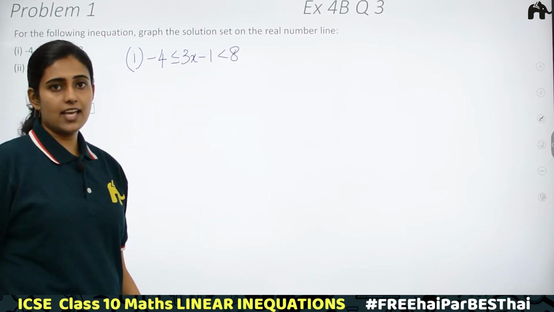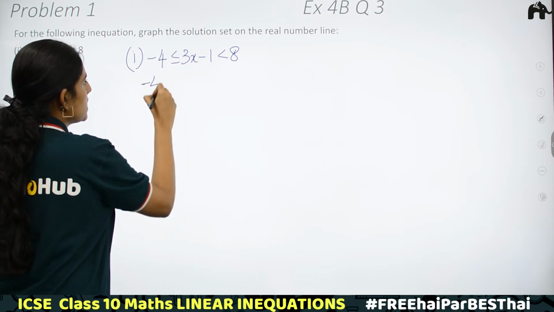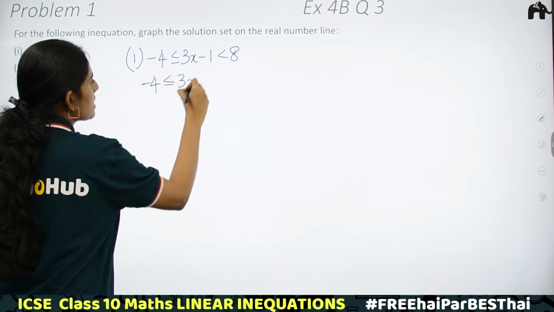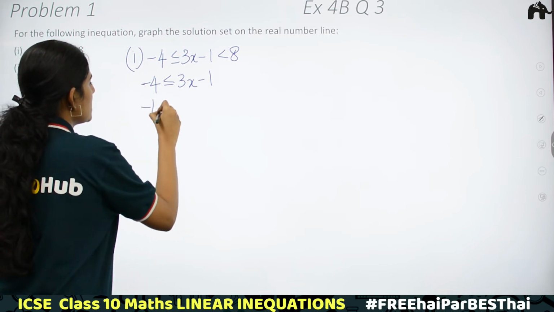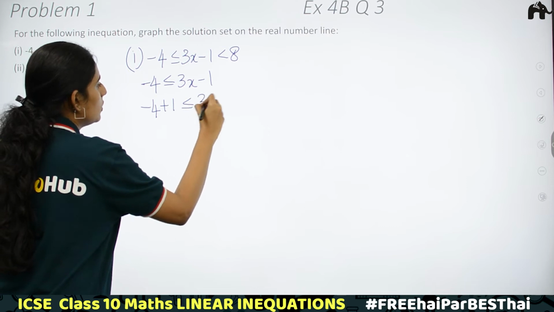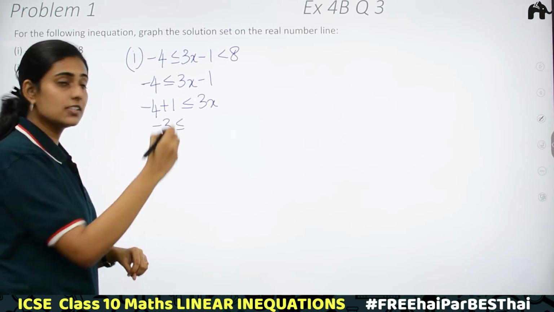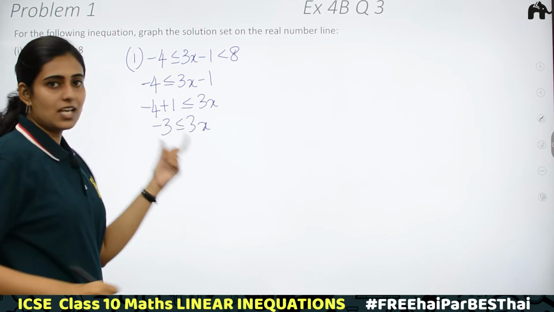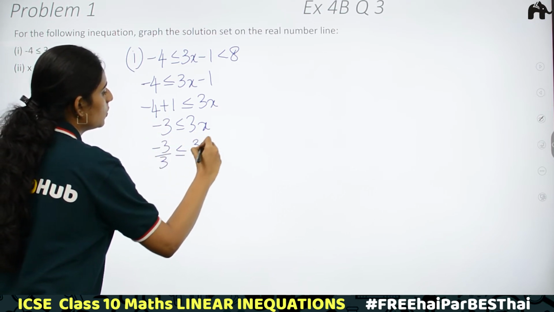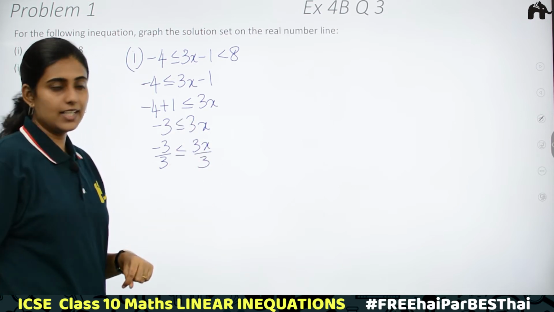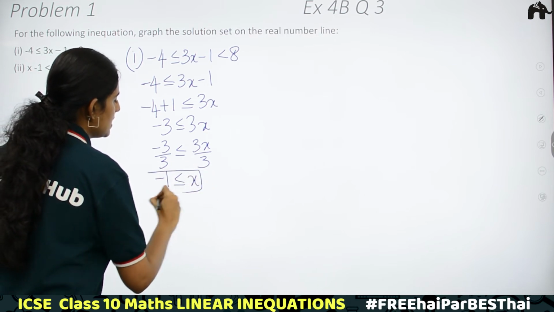Two inequalities are there, less than or equal to and less than. Take the first part, minus 4 less than or equal to 3x minus 1. Minus 1 is taken to the opposite side. Minus 4 plus 1 less than or equal to 3x. Minus 3 less than or equal to 3x. Next step, we have to divide by 3. Minus 3 by 3 less than or equal to 3x by 3. Clear? We'll be getting minus 1 less than or equal to x. This is the first condition.